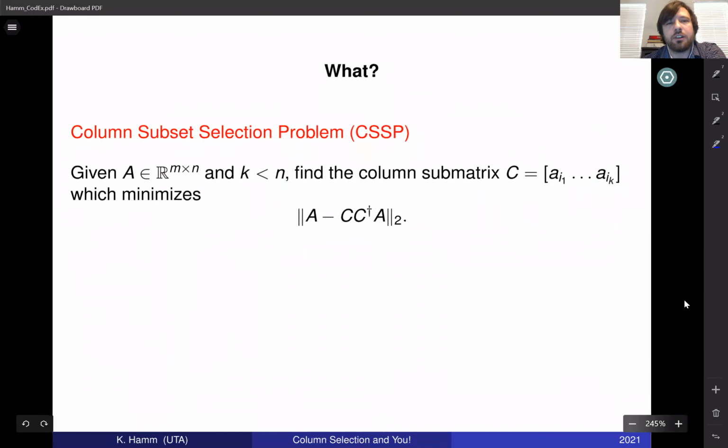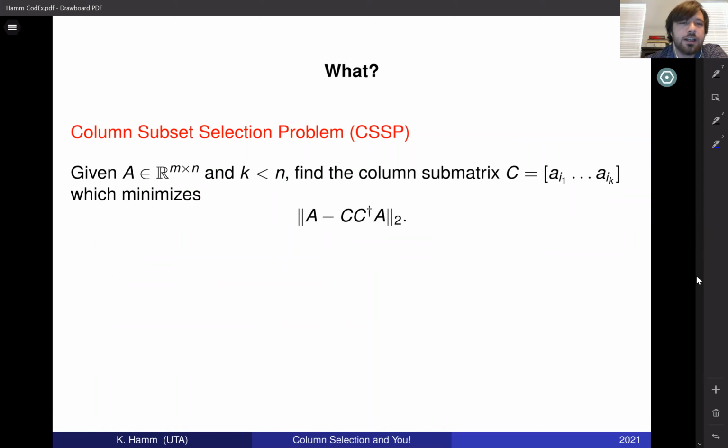So let me just jump in and say what the problem is. This is what's called the column subset selection problem. You can state it equally well for complex valued matrices, but I'm going to state everything for real valued matrices just for simplicity. So suppose I have a matrix, which I'll interchangeably consider a data matrix coming from some sort of data domain, and fix an integer k. The goal of the problem is to find the subset of columns, or the column submatrix that I'll call C, that minimizes the following quantity.